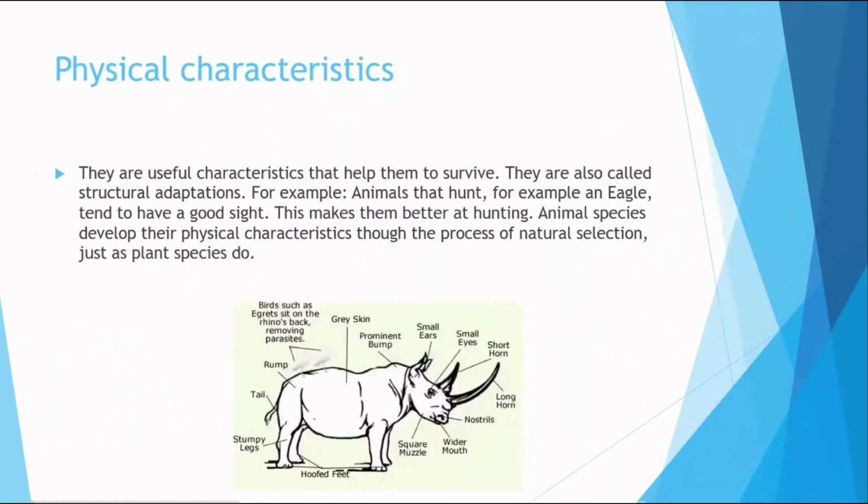Physical characteristics are useful characteristics that help them to survive. They are also called structural adaptations. For example, animals that hunt, such as an eagle, tend to have good sight. This makes them better at hunting. Animal species develop their physical characteristics through the process of natural selection.